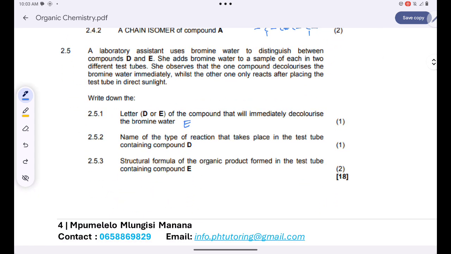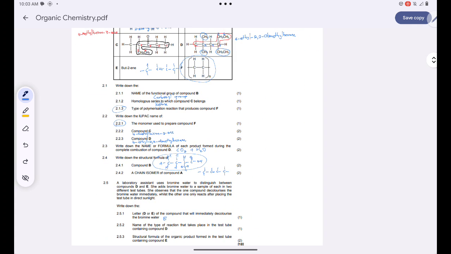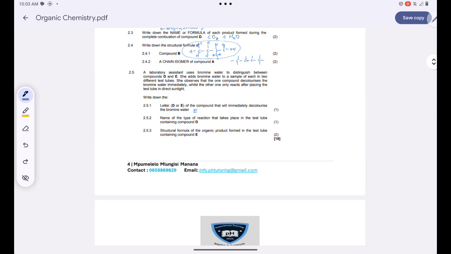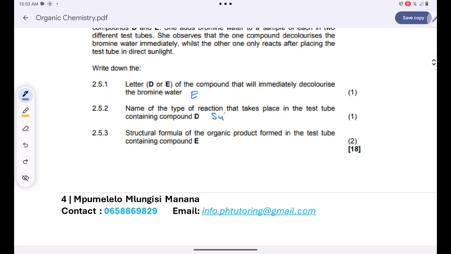And then name the type of reaction that takes place in test tube D. Test tube D, we have a saturated hydrocarbon. So if we place a bromine water, okay, let me rather say alkanes undergo 2 types of reactions only. It's either elimination or substitution. Are we together? So this type of reaction will be a substitution reaction. If there was a concentrated strong base, it would have been an elimination. Are we together? Okay, 2.5.3.